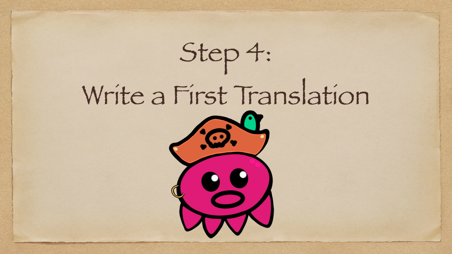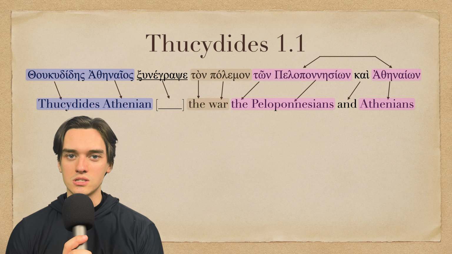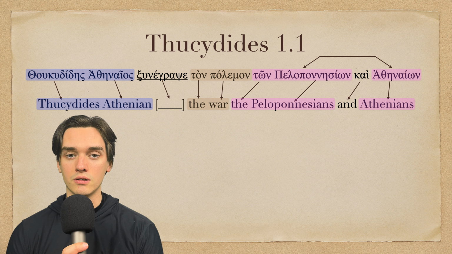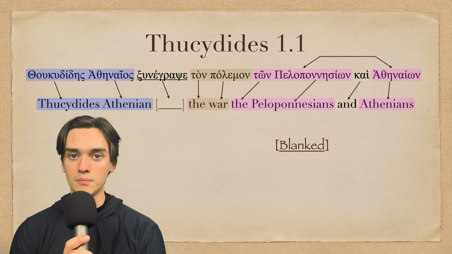Step 4. Write a first translation. When starting a translation, it can be helpful to start with the verb. Just don't skip the parts from earlier. The verb here is xun egrapse. He, she, or it is doing something, but I'm not exactly sure what it means. But I also know that it's a third person singular aorist because of that ending, so we can say that he, she, or it blanked.